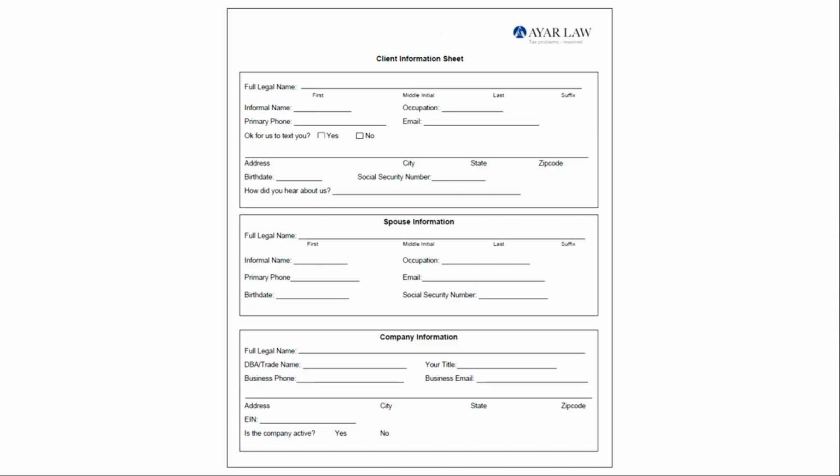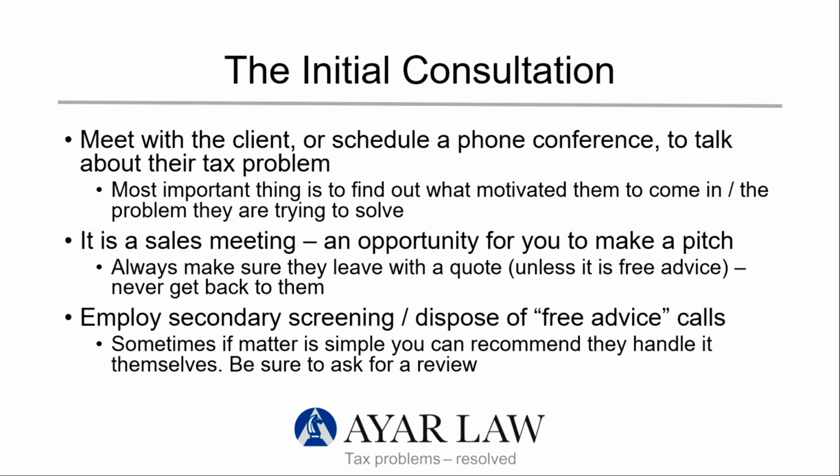It's real basic. I got 3 boxes: client information, spouse information, company information. Those are the different entities or organizations you might have to fill out a power of attorney for in any given case. So I just get all that ahead of time. So then when you get their information, then you move on to the initial consultation.